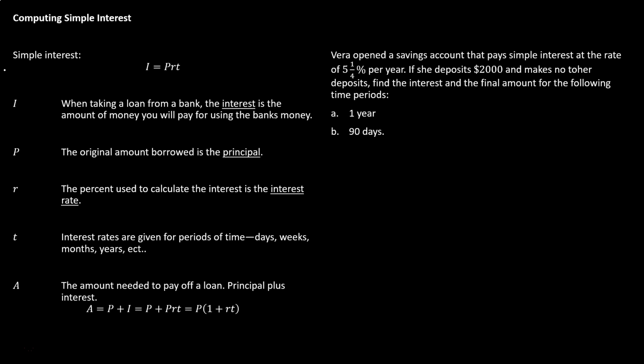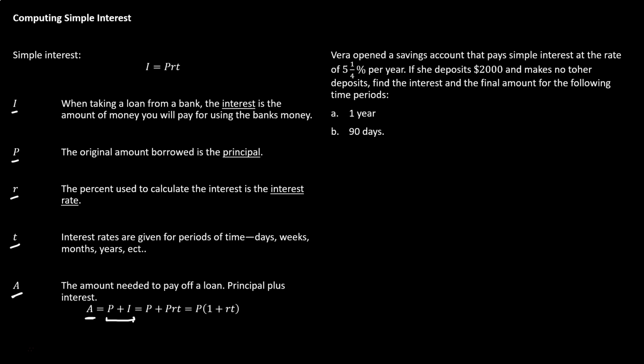So we have these 4 pieces: interest, principal, interest rate, and time. Each one of them corresponds to a letter: I for interest, capital P for principal, lowercase r for rate, lowercase t for time. And then there's one more component that we want to talk about, which is amount. Amount would be the principal plus the interest. And so I have that down at the bottom of the screen. Amount, capital A, is equal to the sum of the principal, the original amount that we borrowed, plus the interest that was calculated on that loan.